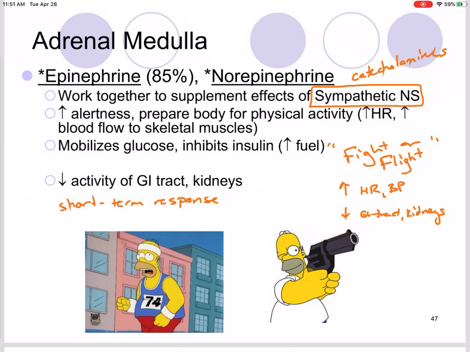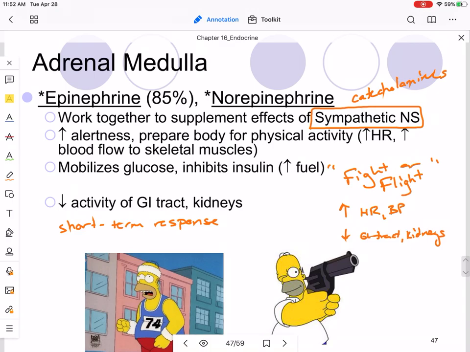So this is our fight or flight, our short-term response to stress. Stress could mean having a gun held to your head, or sometimes stress could be something like exercise. Exercise tends to be a good stress, but it's still a stress to the body, and we still want to increase heart rate, don't we? Yes. Okay. You'll see up top here, if you wanted to look at the catecholamines, 85% of what the adrenal medulla releases is epinephrine, whereas the remaining 15% is norepinephrine, but I'm not going to ask you that.